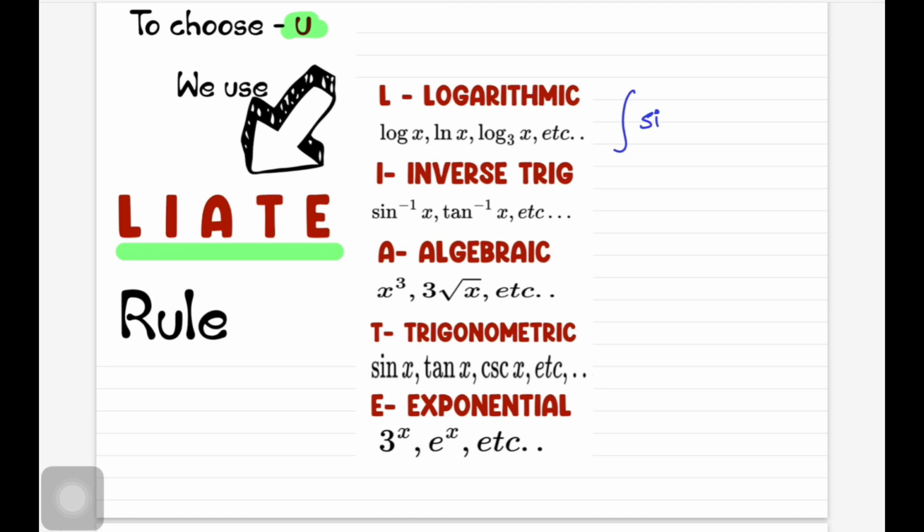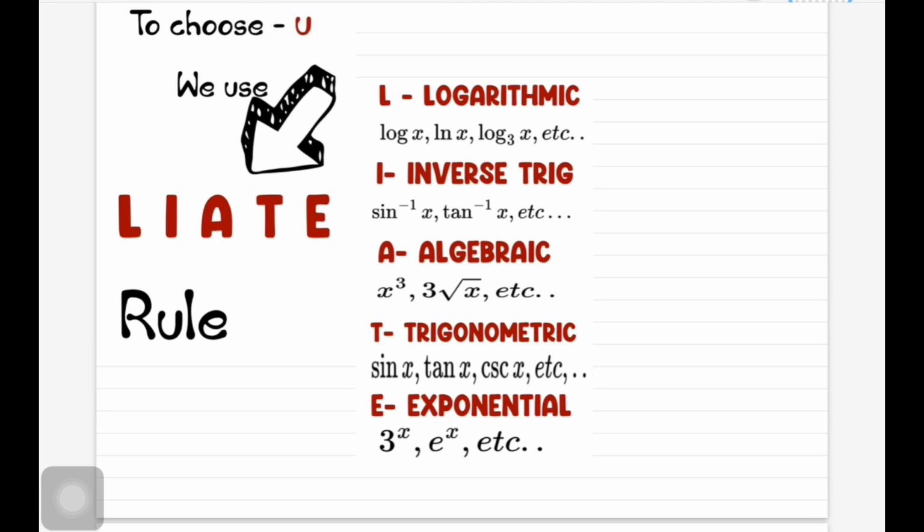If a problem is sine x into log x dx, now what is sine x? This is not inverse trigonometric, because there is no inverse sign in the problem. So this is a trigonometric function, sine x. So trigonometric is coming here and log x is coming at the first place. So whatever is coming at the first place will be u of the problem and the other function will be v. Okay, we'll do problems one by one and I'm sure you are going to identify things very easily.